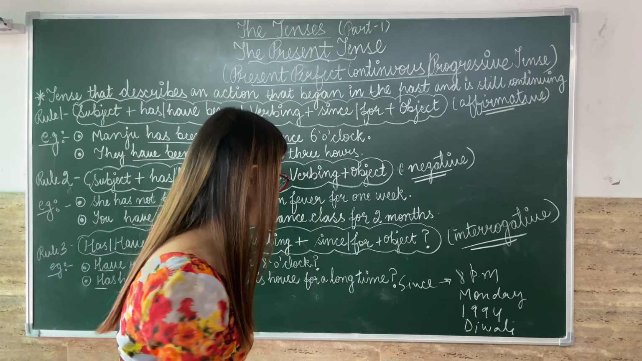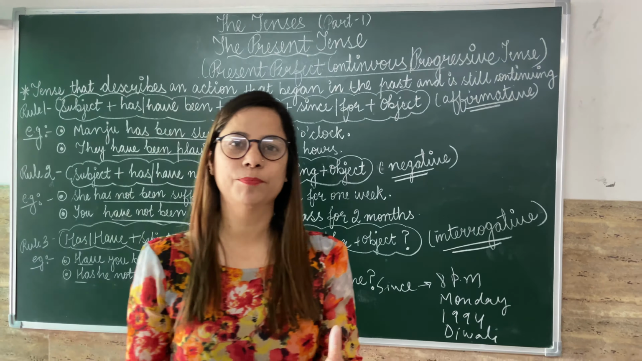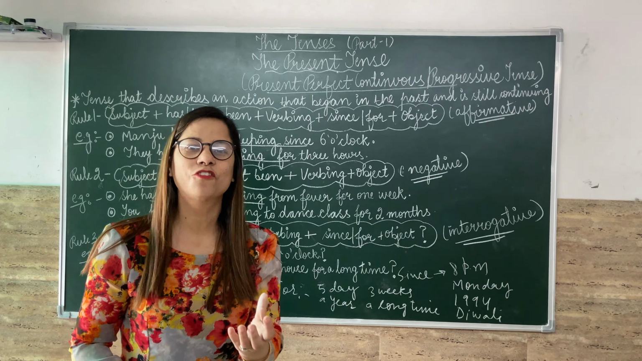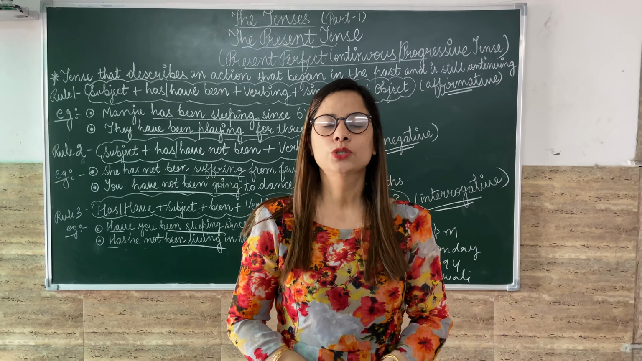Now if I talk about for, it is always used for a period of time, means amount of time, kitna. That period of time we use for. For example, for 5 days, for a year, for 3 weeks, you can say for a long time. Means here point of time is not given, but period of time is given. Period of time. Here we have used for. So I hope the usage of since and for is clear.